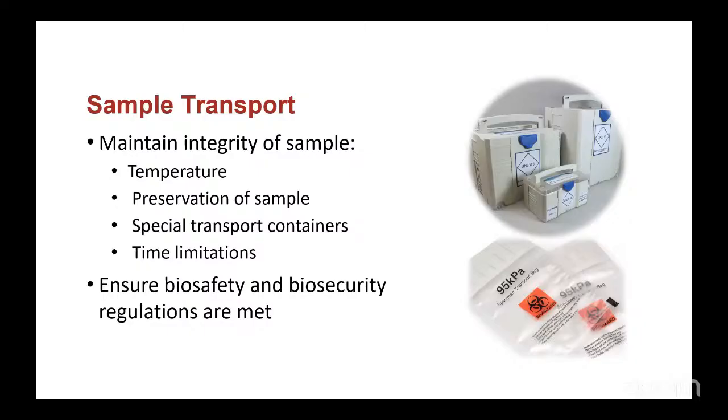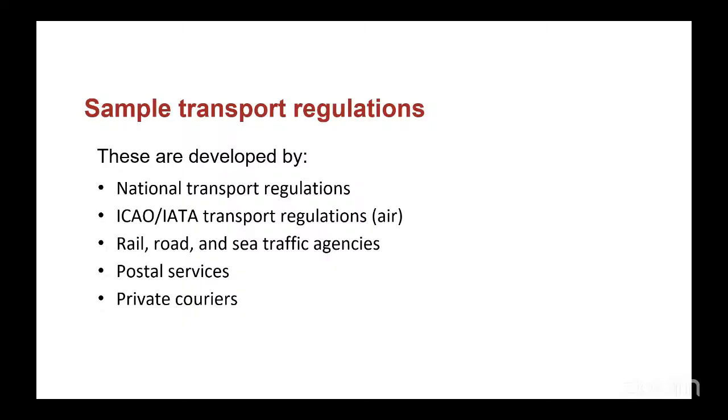Sample transportation. Maintain the integrity of the sample. When you are transporting a sample from A to B, you have to maintain its integrity. The temperature has to be optimal. Preservation of the sample: there are some samples that need preservatives to be transported. Some require special transport containers. Time limitations. Ensure biosafety and biosecurity regulations are met during sample transporting. They also have what we call sample transport regulations. We have guidelines like the National Transport Regulation, IATA Transport Regulation, Railroad, Sea Traffic Agency, Postal Courier, Private Couriers. Whatever those regulations tell you to do, you need to follow it so that your sample does not get mixed up.